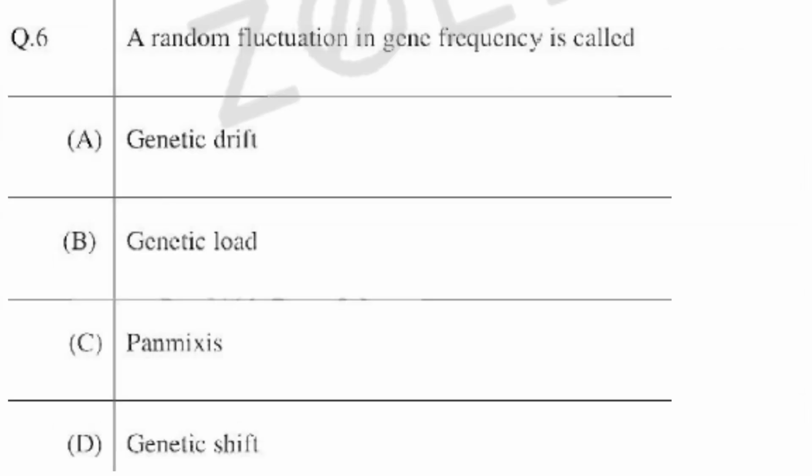Then next one, a random fluctuation in gene frequency is called genetic drift. Answer A. Genetic load, that is the cumulative effect of deleterious mutation on a population's fitness. Panmixis, it is the opposite of genetic drift. It is random mating within a large population. Genetic drift happens in small populations. Then genetic shift. It is changes in the gene frequency due to natural selection or mutation. That is genetic shift.